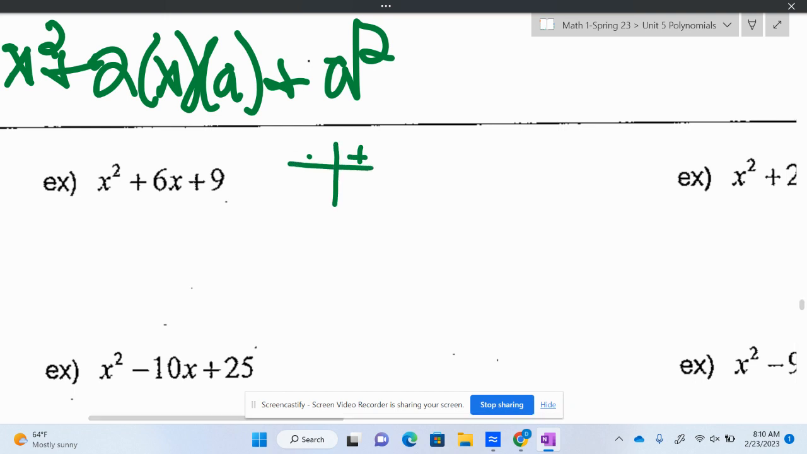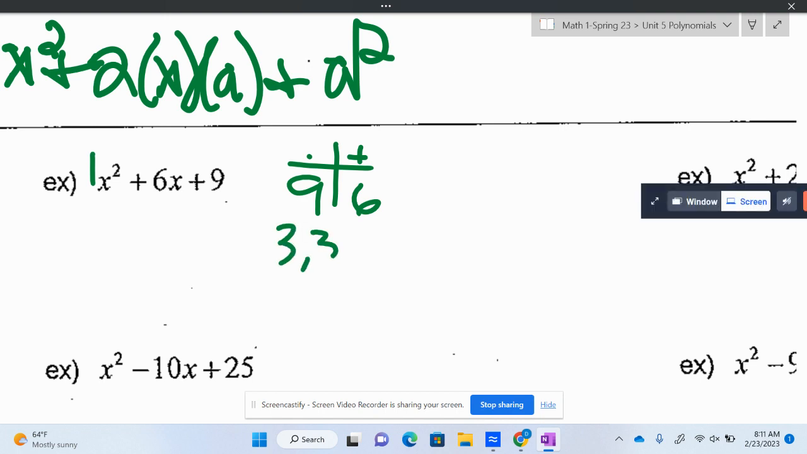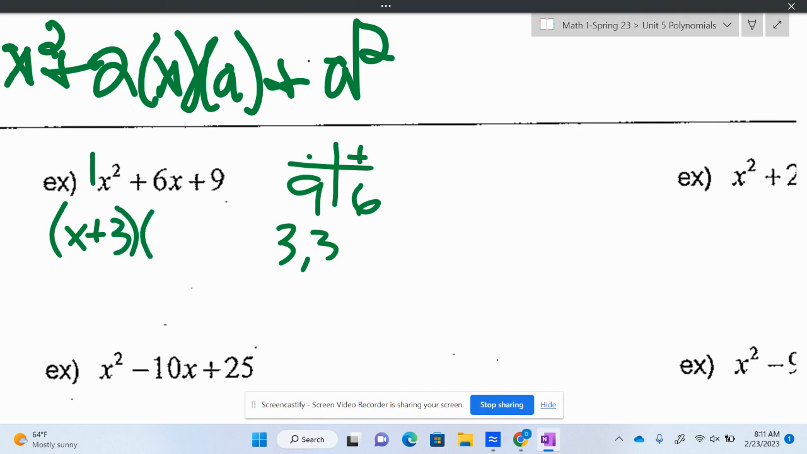So what two numbers am I multiplying to? What am I looking for on the times side? When I do times plus, what am I looking for? A times C is 9. And I'm looking for two numbers that multiply to 9 and add up to 6. So it's going to be 3 and a positive 3. So this is going to be x plus 3 times x plus 3.